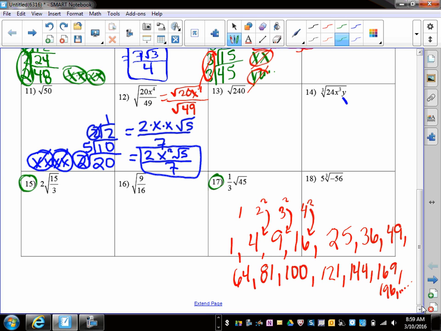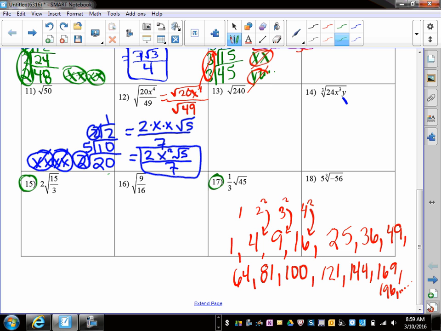Alright, so let's break this down. Again, we have a square root of the entire fraction. So this breaks down into 2 over 1 times square root of 15 over square root of 3. Oh, wait. Even easier. Can we reduce 15 and 3? Yeah. Oh, let's do that. Check to see first if you can reduce.